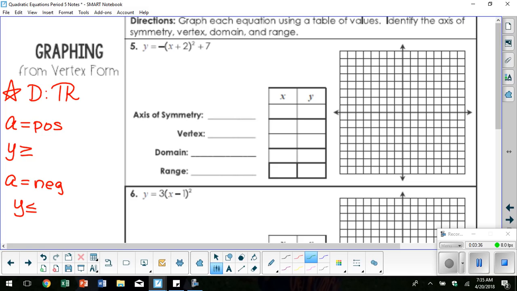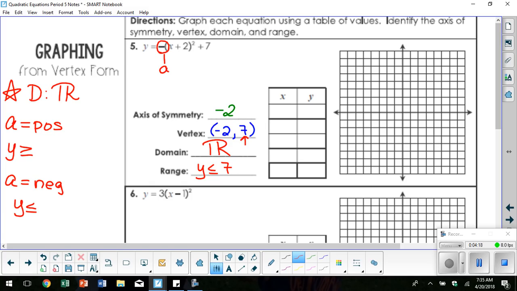So axis of symmetry is going to be -2. Your vertex is going to be -2, comma, 7. Your domain, all reals. Here's your a. A is negative, so it's going to be less than. There's your y, so it's going to be 7. Okay, so we got to pause the video. Hopefully you guys can write this down.